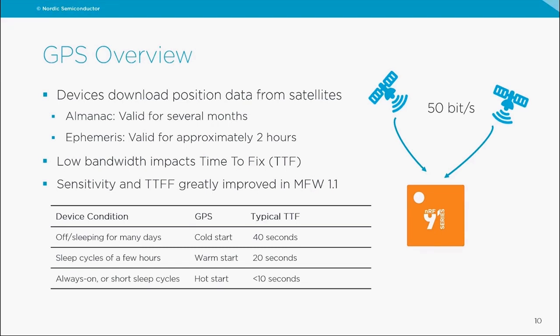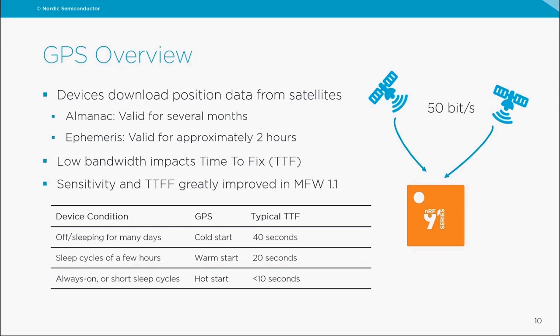So the numbers that we typically see now for a cold start, which is what we call when it's been off, sleeping for many days, typically a lot of the data in the Almanac and ephemeris are invalid. We see a time to first fix of about 40 seconds. Then if you have a warm start, which is after a sleep cycle of a few hours, then your time to fix is about 20 seconds. And then once you have a hot start, which means all the data you have, Almanac and ephemeris, is valid from the last time you got a fix, the time to fix is about 10 seconds.